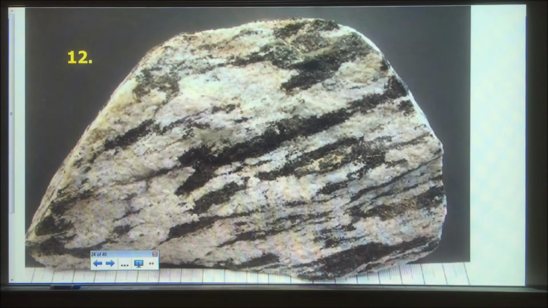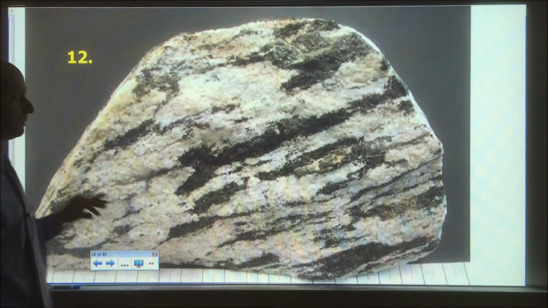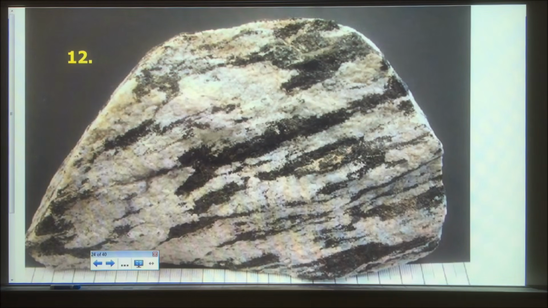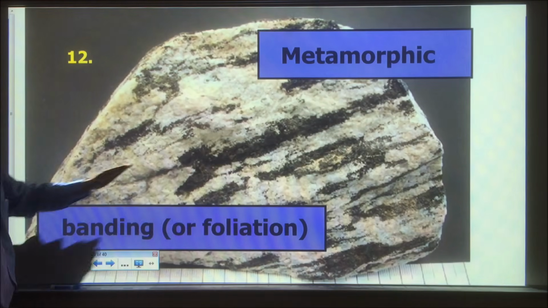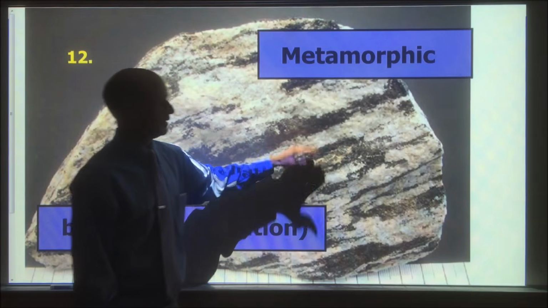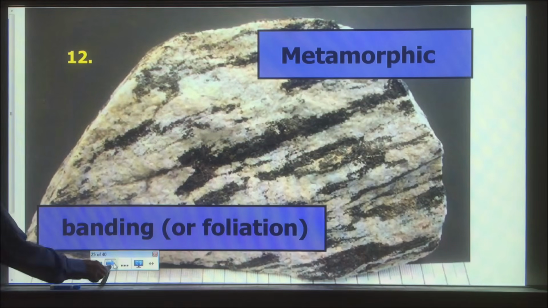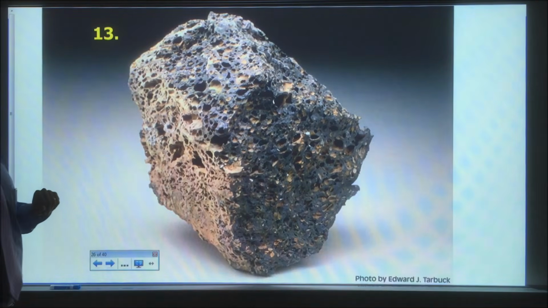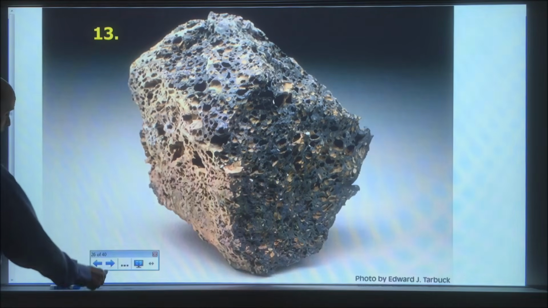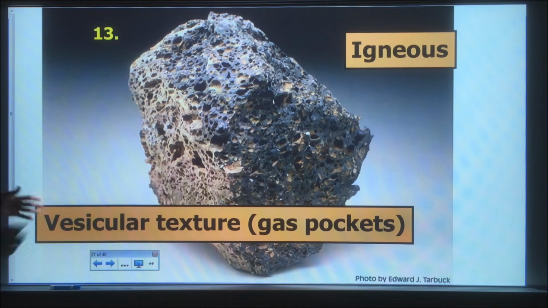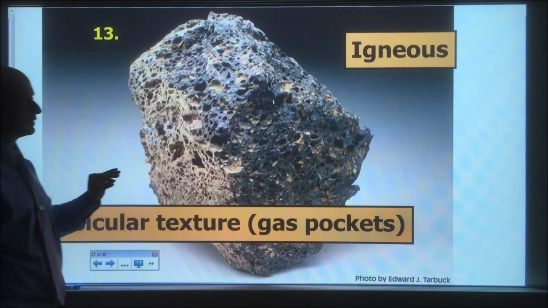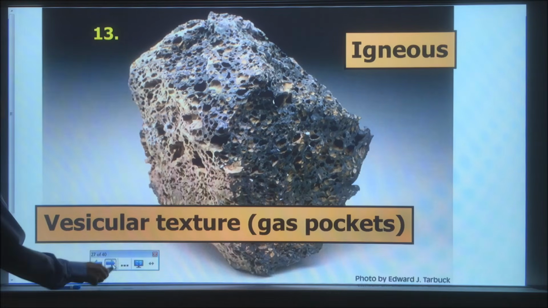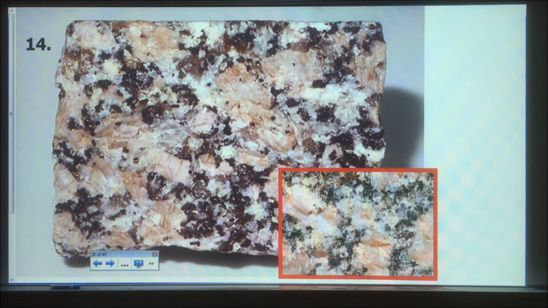Next up, igneous, sedimentary, or metamorphic? This kind of jumps out at you. It is metamorphic due to the banding that you see here. Here we go. This is igneous rock because of the vesicular texture, again, the gas pockets, as I just described before.